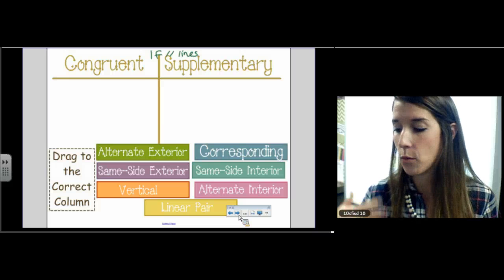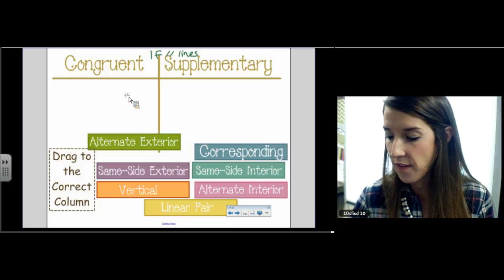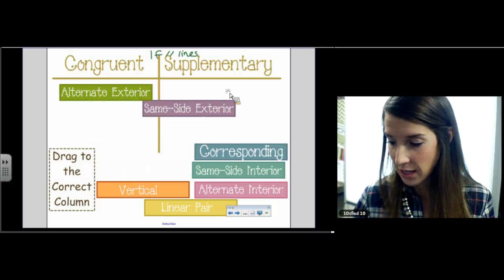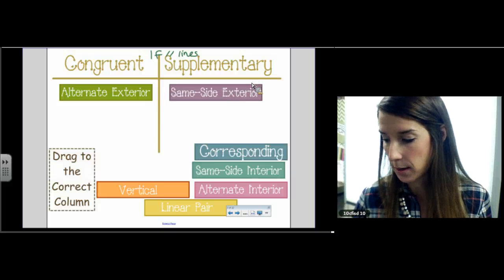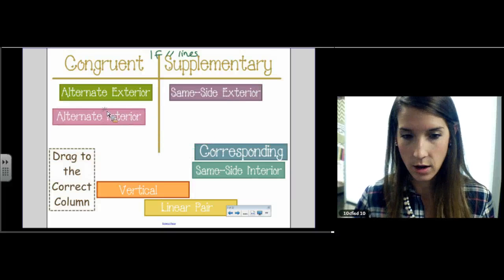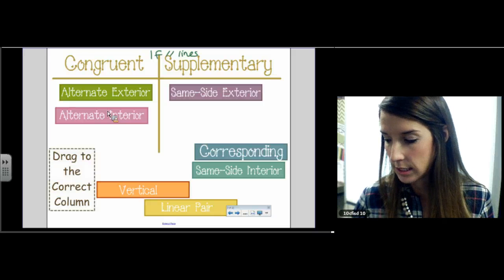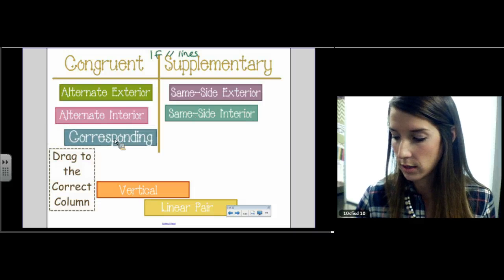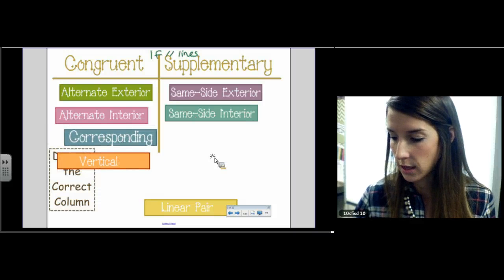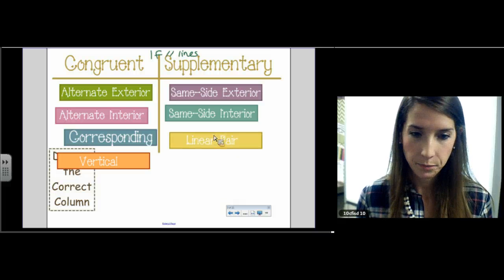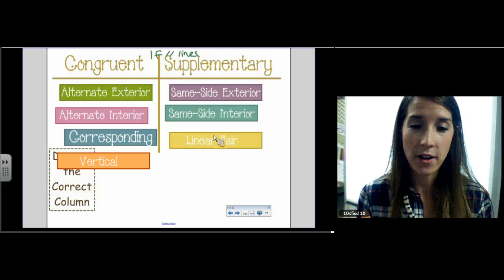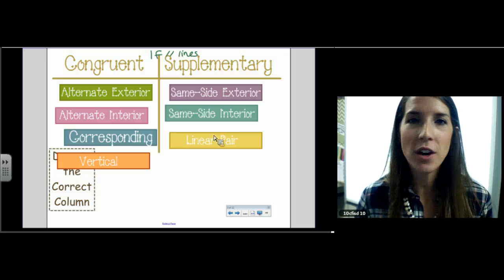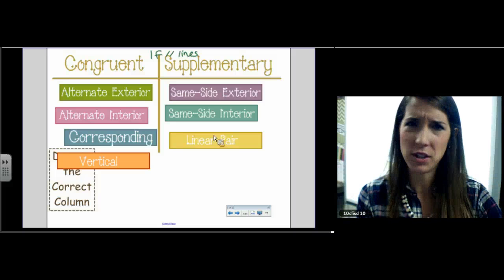If our lines are parallel, we were going to sort these into columns. So we would have found out that alternate exterior angles are congruent, same side exterior angles are supplementary, alternate interior angles are congruent, same side interior angles are supplementary, corresponding are congruent, vertical are congruent, and then linear pair are supplementary. So when we see that pattern, we look and see, how are we going to memorize all this stuff? That's a lot of words, and I have to remember which ones are congruent and which ones are supplementary.